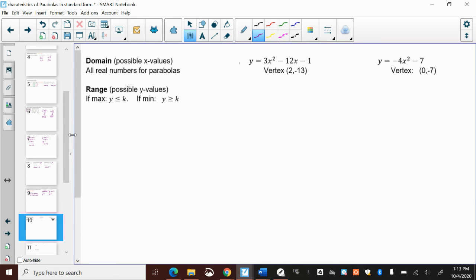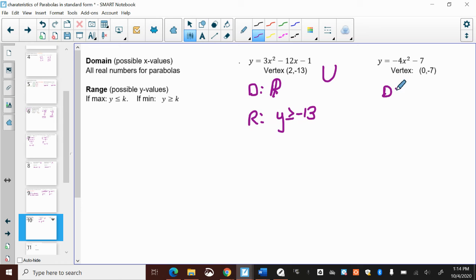Last thing we're going to cover is domain and range. Domain is possible x values. For parabolas, it's always all real numbers. So the domain here will be all real numbers. The range is the possible y values. We had said that this one was opening up, and the vertex is (2, -13). So the range is y is greater than or equal to -13.